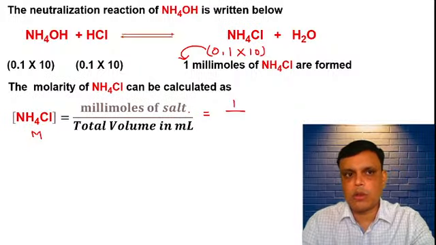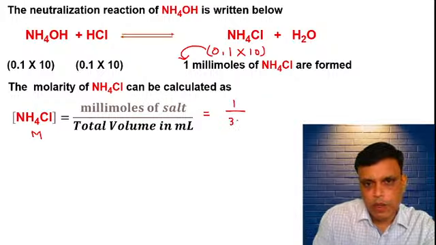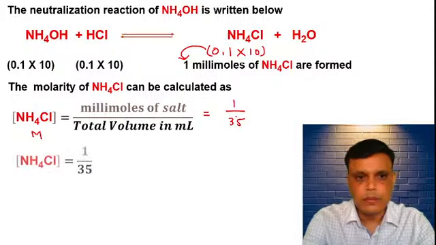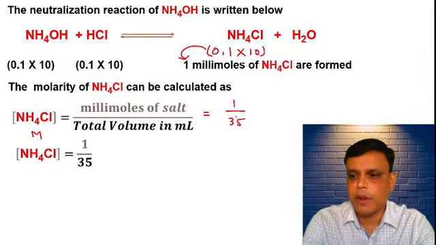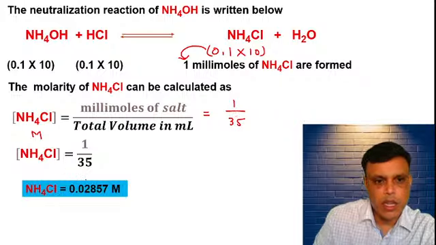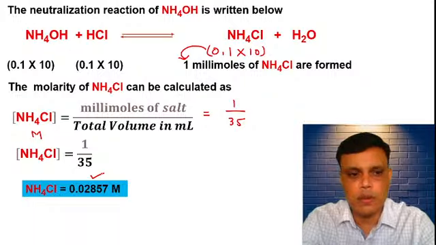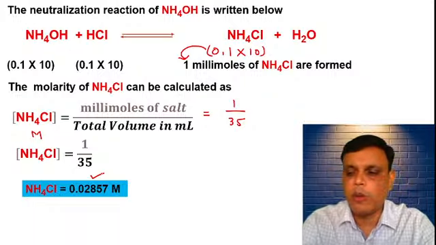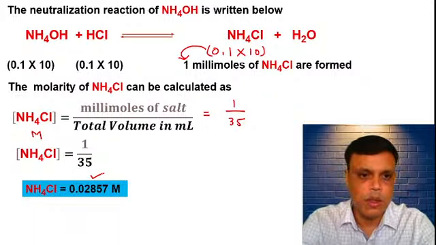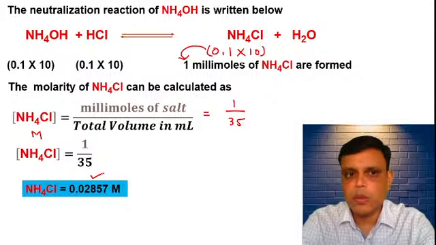Millimoles of salt formed is 1 millimole. Total volume will become 35. So 1 divided by 35, what will it come to? The concentration of ammonium chloride is 0.02857. Okay, yes or no? Are you able to understand?